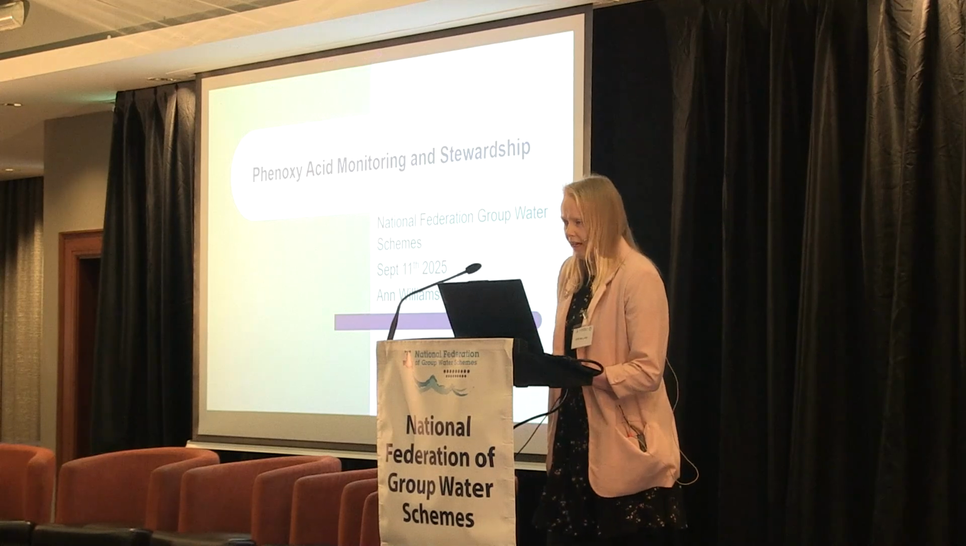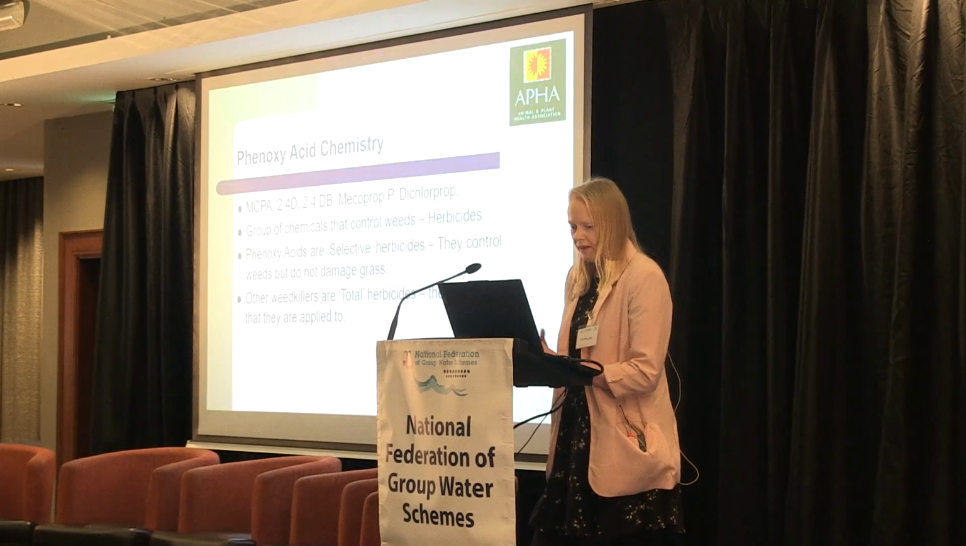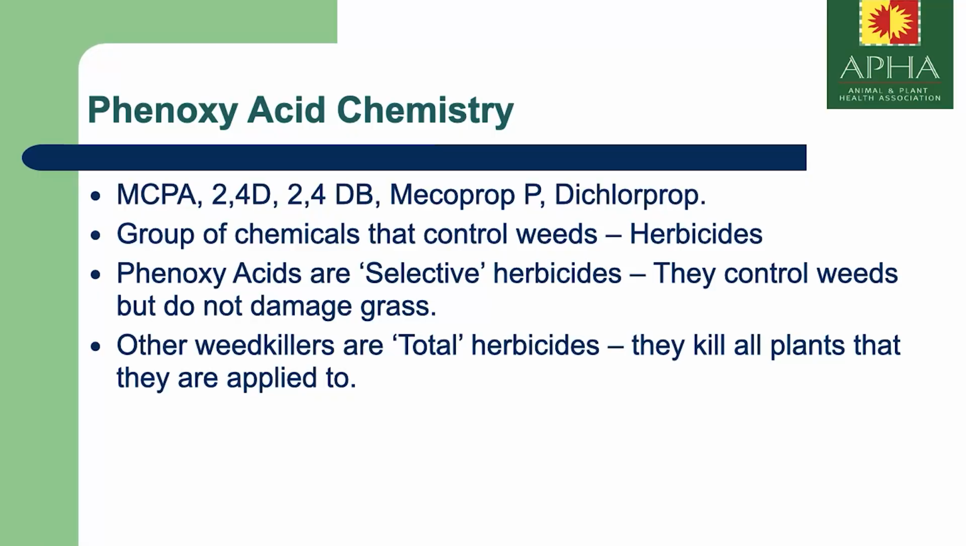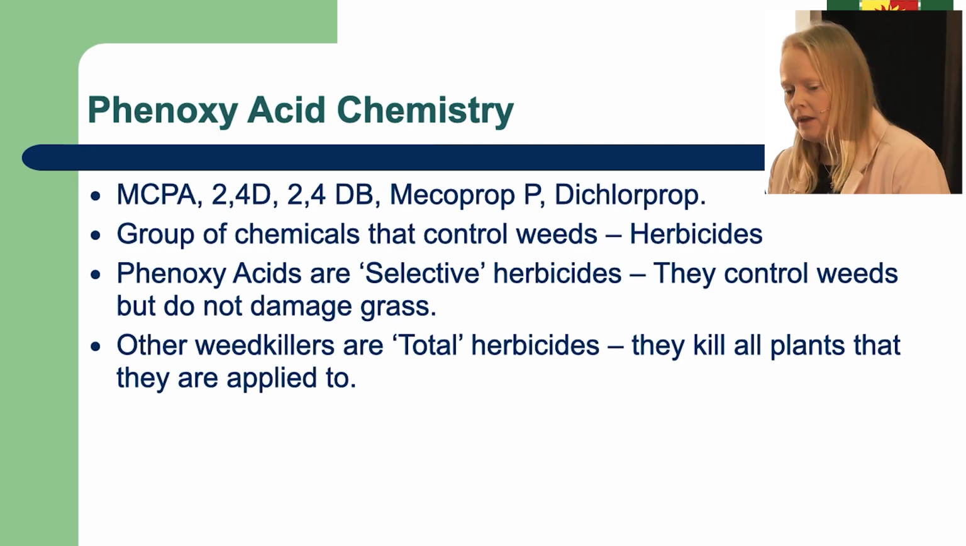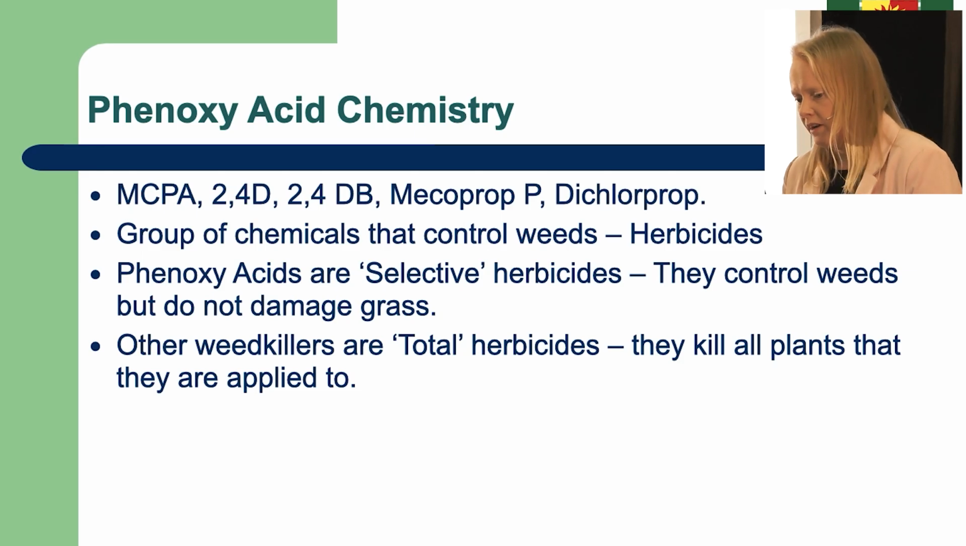First of all, I'll go through a bit of background for those of you who may not be aware of the phenoxyacids chemistry and what they are. It takes in actives such as MCPA, 2,4-D, 2,4-DB, mecoprop-P and dichlorprop. These are a group of herbicides, chemicals that control weeds, and the phenoxyacid chemistry falls into the category of selective herbicides. What that means is these herbicides can control weeds, but they won't damage the surrounding grass.